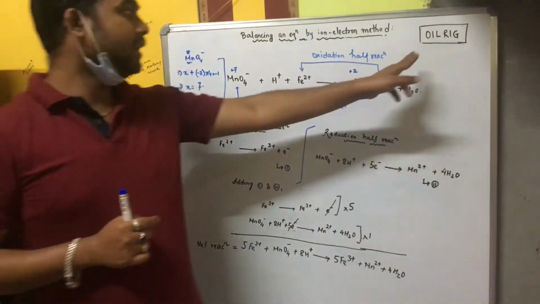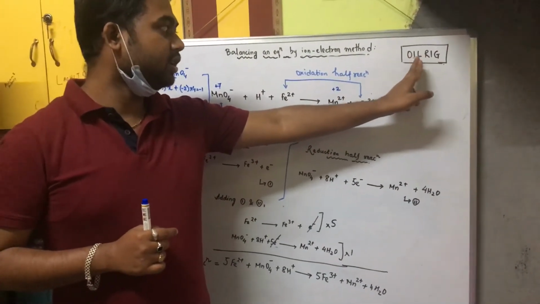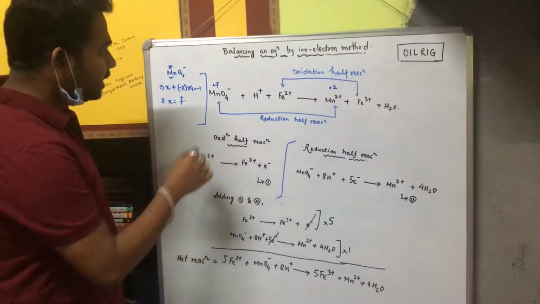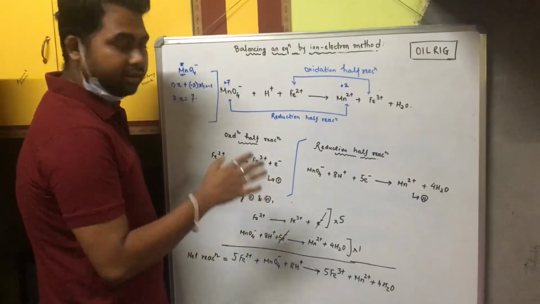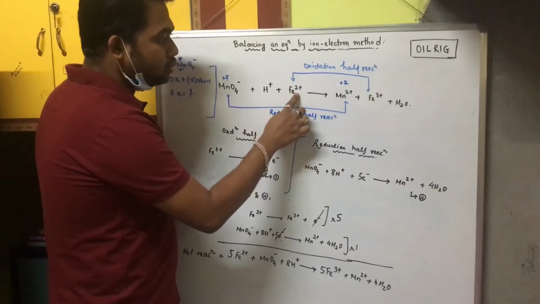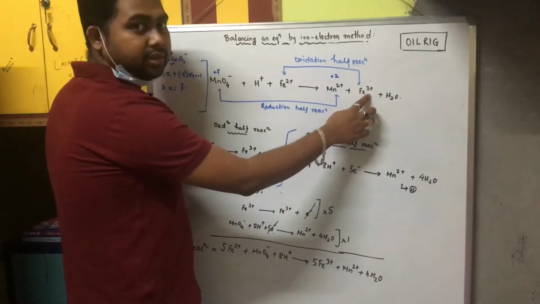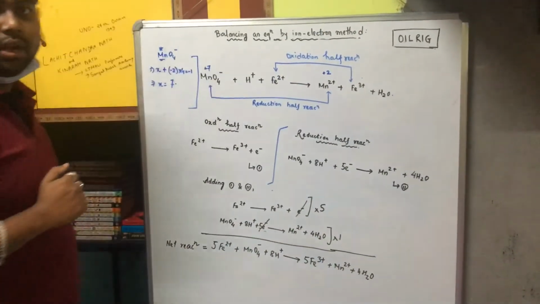In terms of OIL RIG, oxidation is loss of electrons, whereas reduction is gain of electrons. So here, from plus 7 to plus 2, it has gained electrons, that is why it is a reduction half reaction. While Fe, from plus 2 it is converted to plus 3. Since it loses electrons, that is why it is the oxidation half reaction.